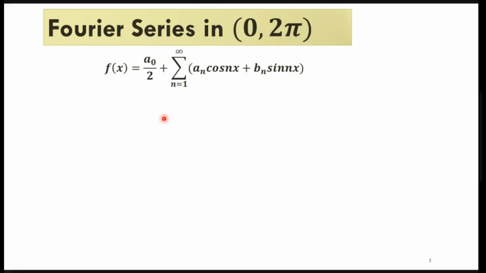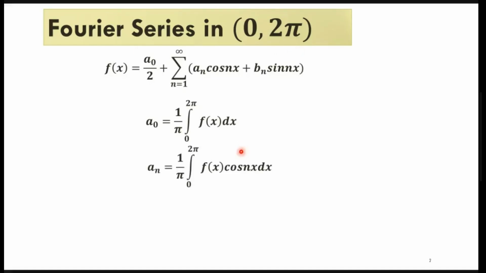So we know how to calculate a0. a0 is 1 by pi, whatever is the interval given, that it has lower limit and upper limit. Whatever is the function given, integrate that function between the limit 0 and 2 pi. Similarly, an means this function multiplied by cos nx and integrate between the limit 0 to 2 pi, and everywhere you have 1 by pi outside. Similarly, bn is equal to 1 by pi integral 0 to 2 pi f of x sin nx dx.